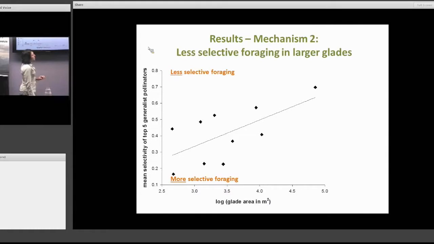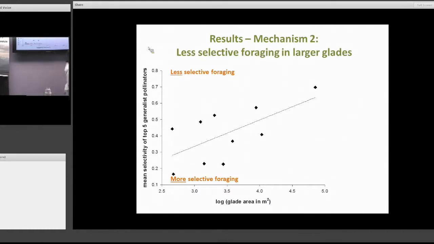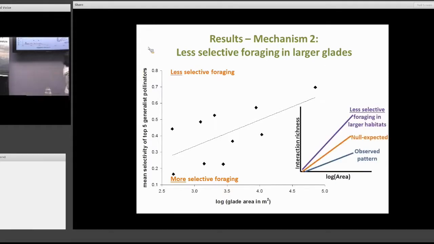The other mechanism related to differences in foraging, more generalist or less selective foraging in larger glades. And so if you remember, this pattern would have resulted in a steeper than null expected slope of this line. So that was going in the opposite direction of what we actually observed.